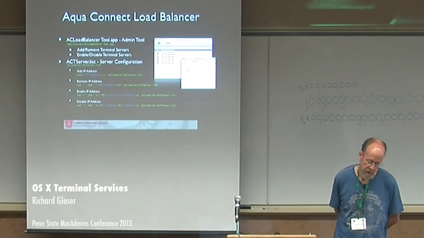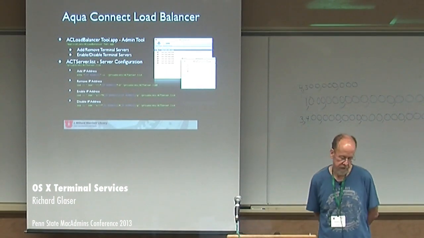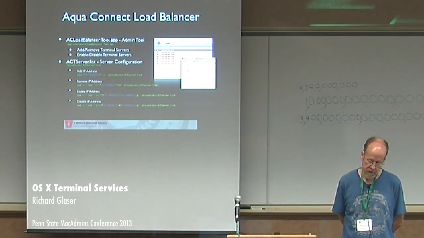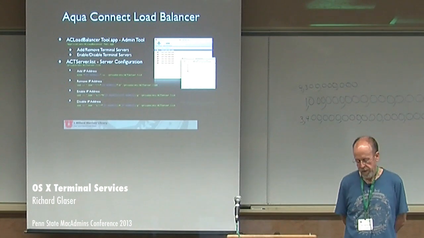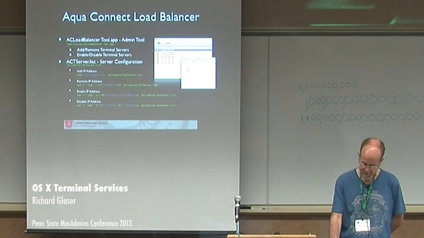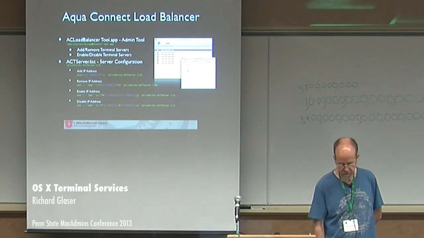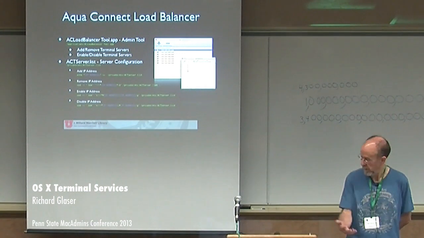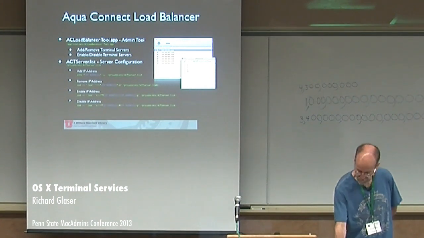The load balancer has a new application called AC Load Balancer Tool. Basically it allows you to add or remove terminal servers. It allows you to enable or disable terminal servers. The nice feature of that is if you take down a terminal server, you could disable it so that incoming sessions will not try to use the server, say you're going to do maintenance on it or take it down. Again, this file is just basically a text file that you can edit with your favorite command line tool. And I've included a couple of examples of how to do things.